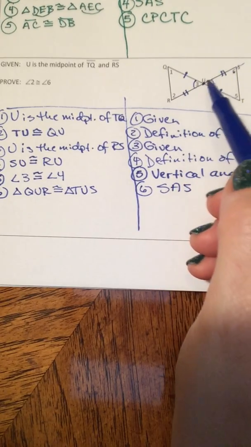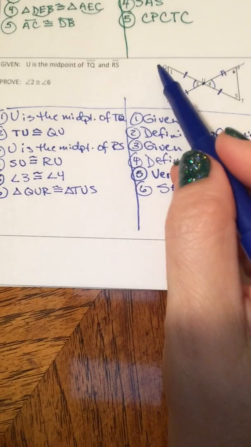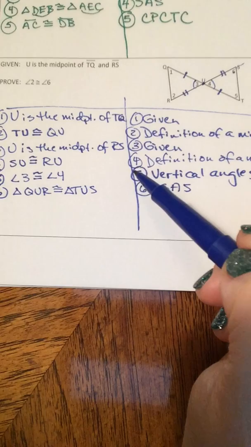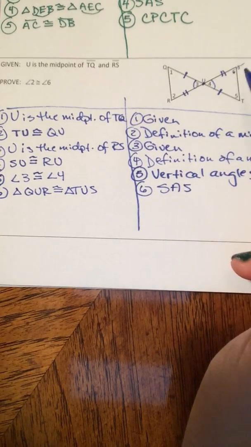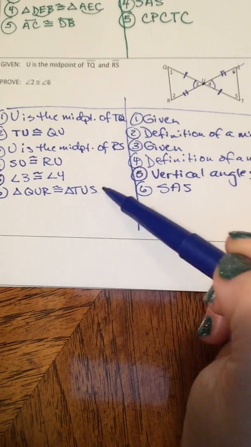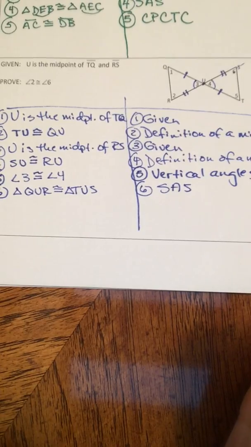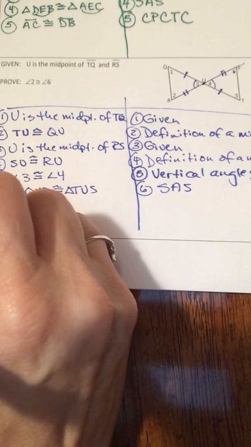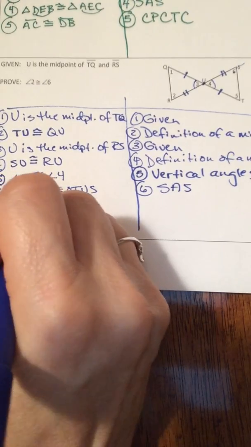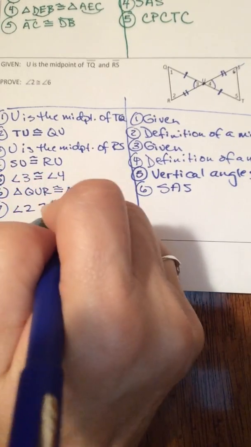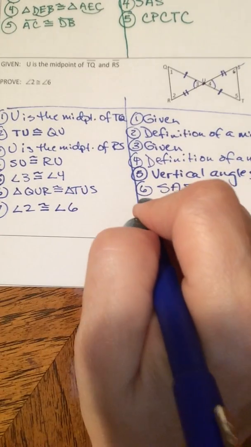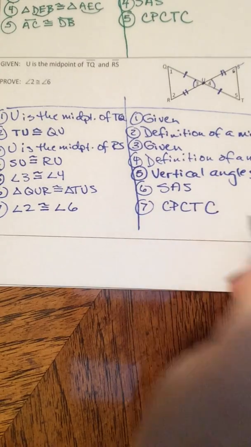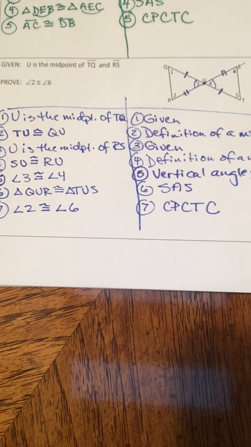Angle 2 is angle URQ, and angle 6 is UST. So we have two corresponding parts here, so I can go straight to my final proving congruent statement. So 7, I'm going to say angle 2 is congruent to angle 6, and the reason for that is that corresponding parts of congruent triangles are congruent. CPCTC, and that proof is finished.